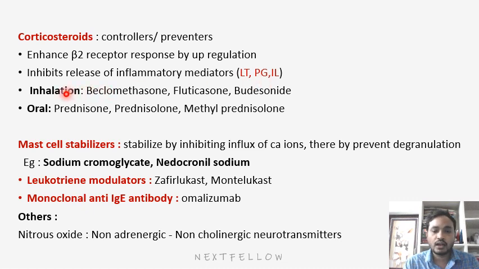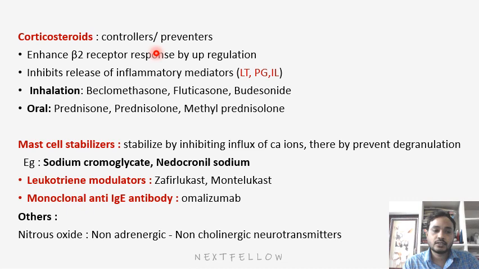In this group, we have two types: inhalation drugs and oral drugs. Inhalation drugs include beclomethasone, fluticasone, and budesonide. These are used as nebulizing agents, by inhalation. Oral steroids are prescribed on an outpatient basis. Those drugs are prednisolone and methylprednisolone. These drugs are the main controllers for preventing asthma.